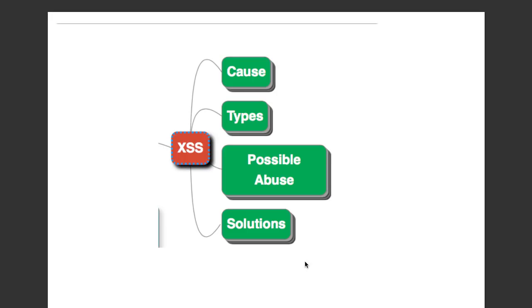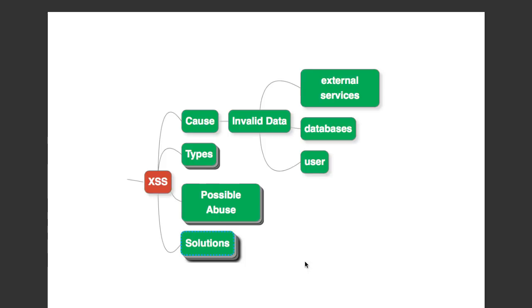So, what is the cause? What are the different types? What can happen if cross-site scripting happens? And we look at solutions. The major cause of cross-site scripting is invalid data. The invalid data can be coming from the user. So that's where injection happens. A user types in some invalid data with the intention of hacking the system.